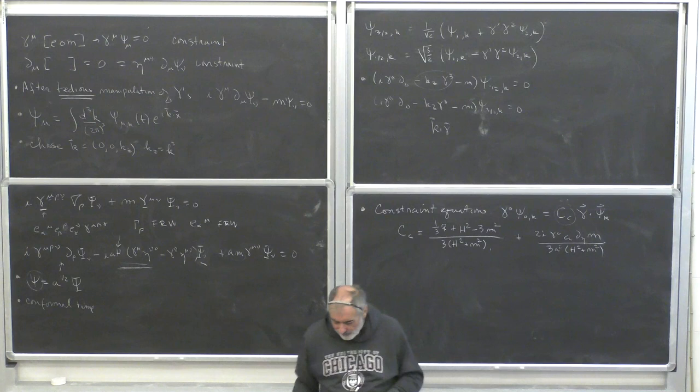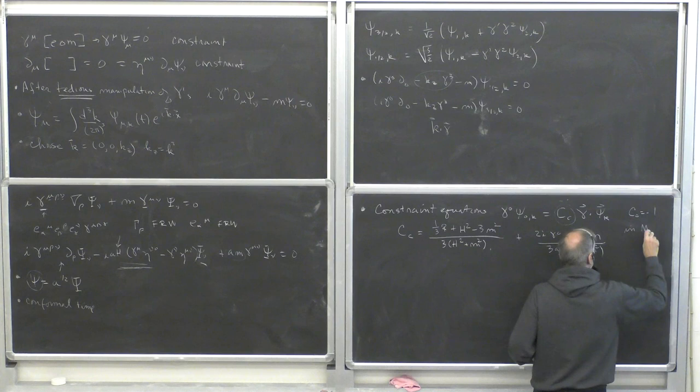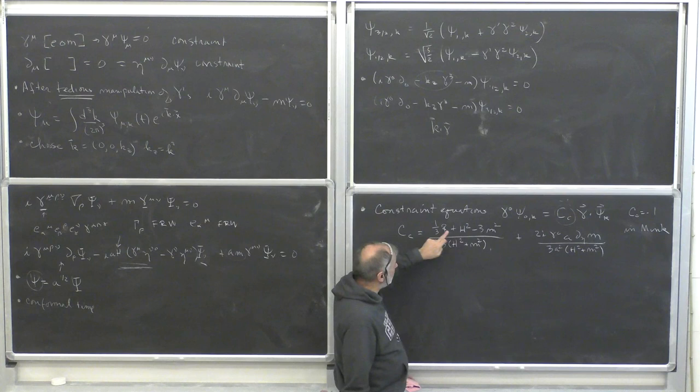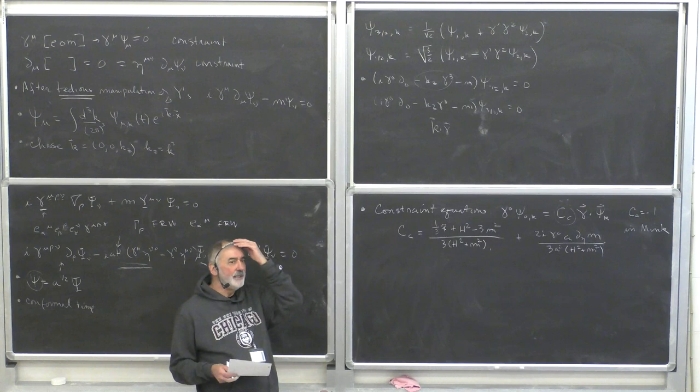So this was -1, I believe, in Minkowski. So it's not -1 here, although if you put H and R equal to 0 and ignore the derivative of the mass, it's -1. So it's -1 in Minkowski; putting H and R equal to zero, we recover the Minkowski result.